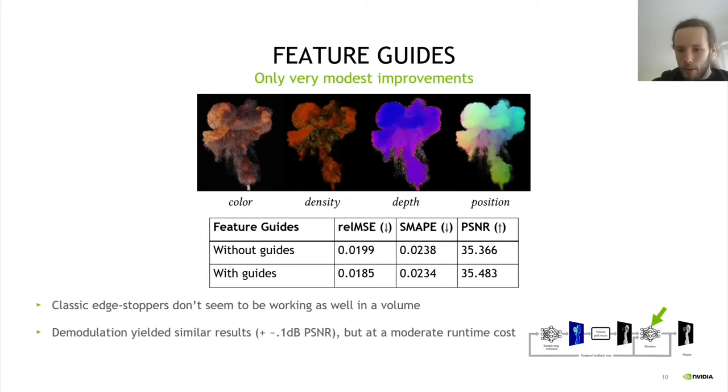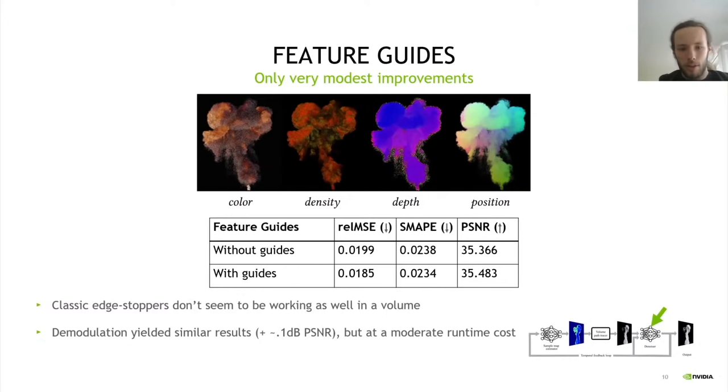So as a conclusion, classic edge stoppers do not seem to be working as well as they do for surfaces in the volume. And we also tried to apply demodulation of the color buffer. So we split the color buffer into high frequent and low frequent information.